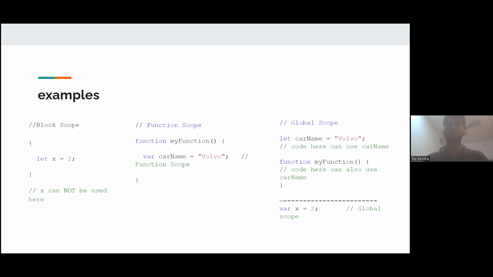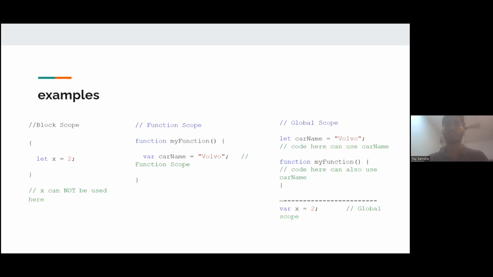So here are some examples. You can see this is a block of code, and I have defined let x equals 2. x cannot be used outside here. And this is a function scope. We have defined a variable carName equals Volvo, and I can console.log it also. Now this is a global scope. I have defined a global variable outside my function.